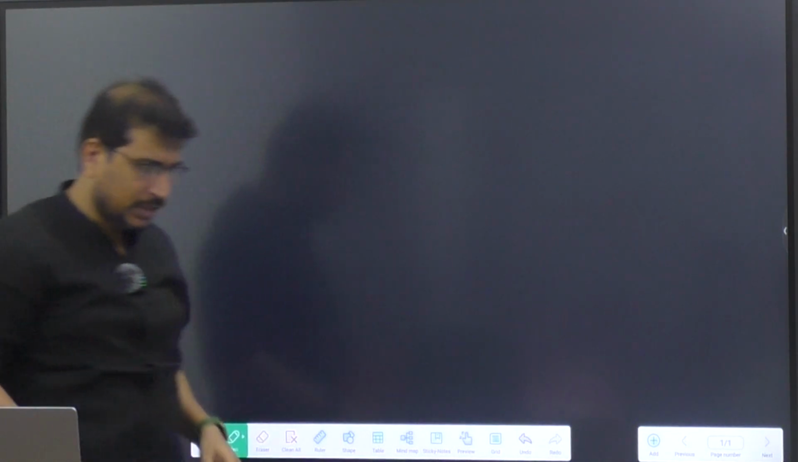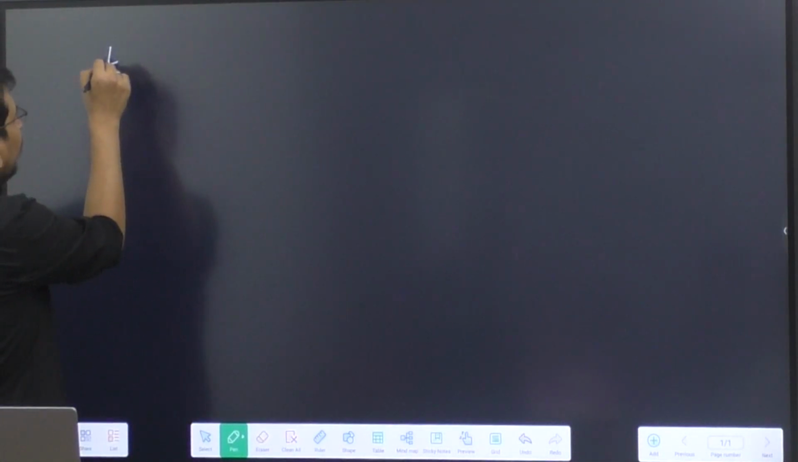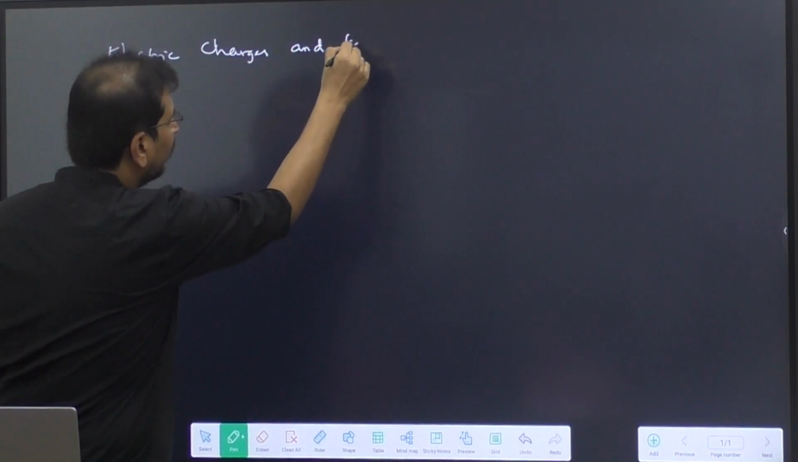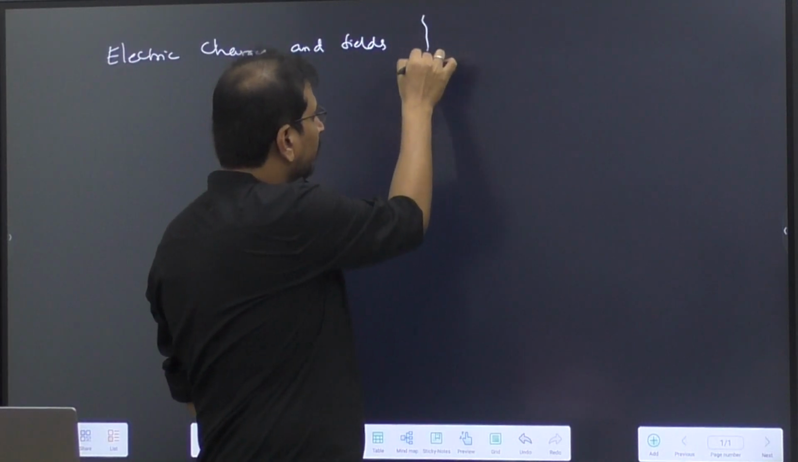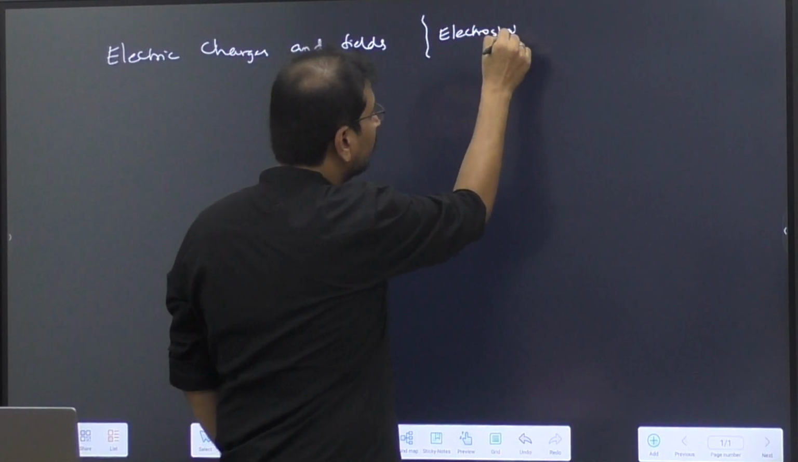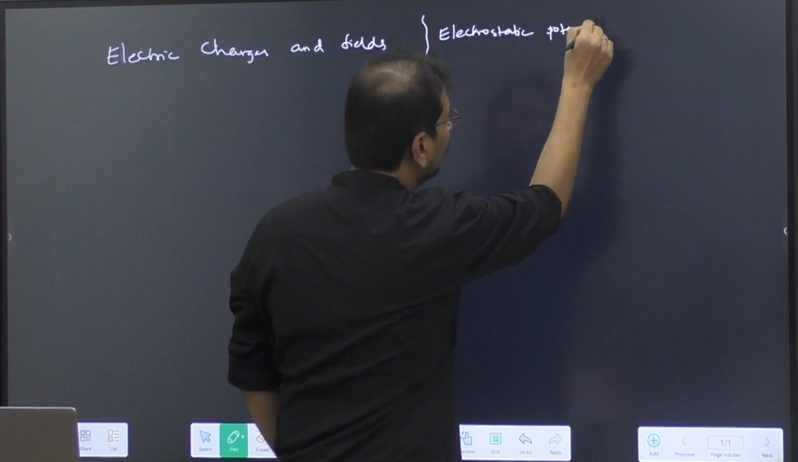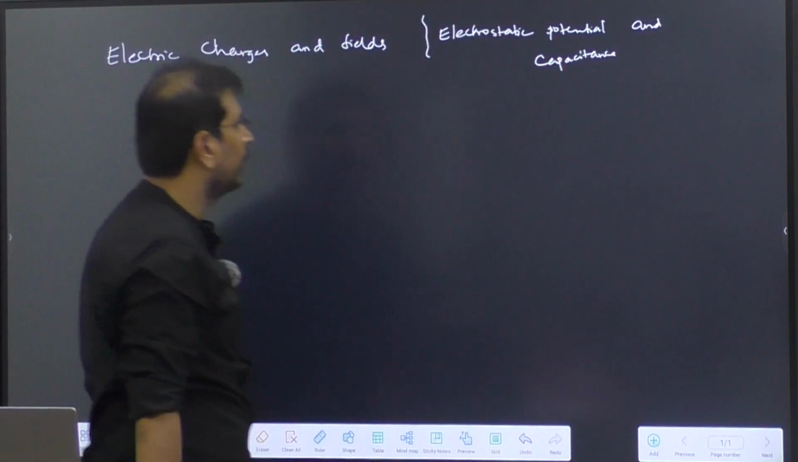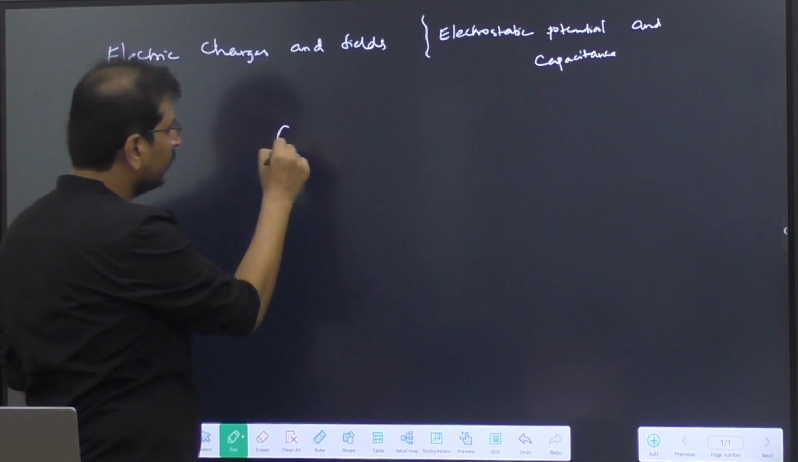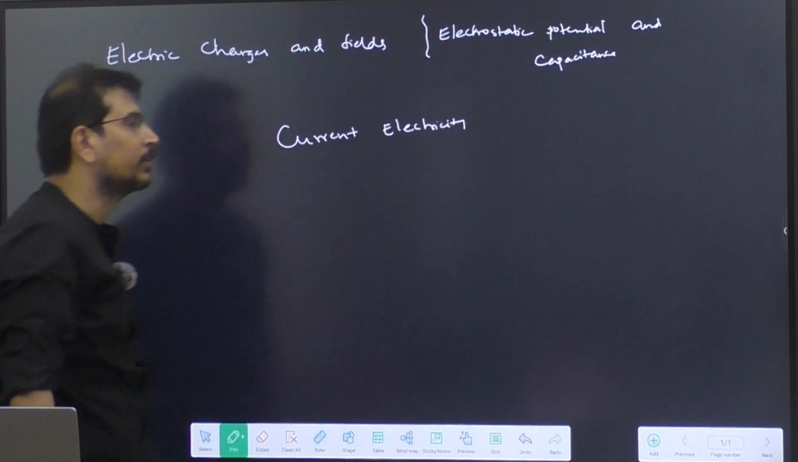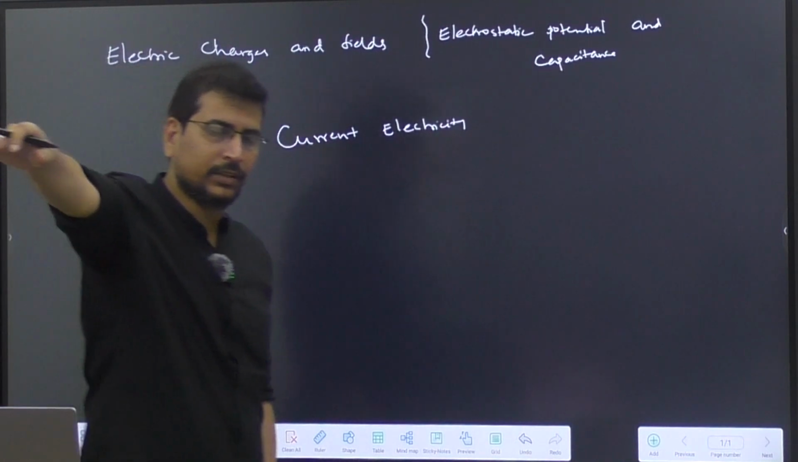So what is the name of the first chapter that you are able to see? Electric charges and fields. What is the next chapter's name? It is called electrostatic potential and capacitance. Right. And what is the name of the third chapter? Current electricity. Okay, accepted. After that you have something called moving charges and magnetism.